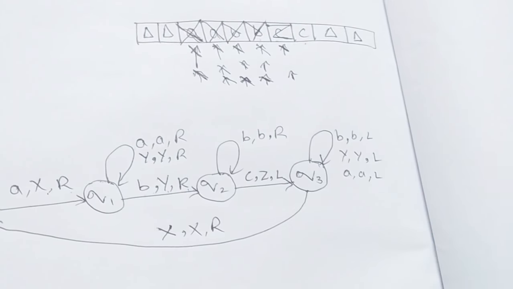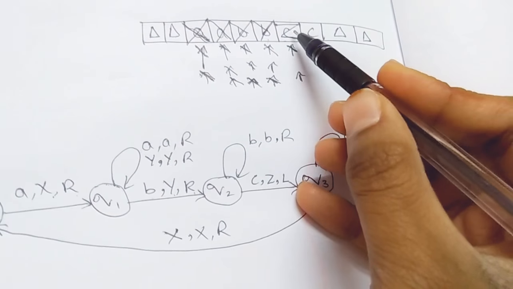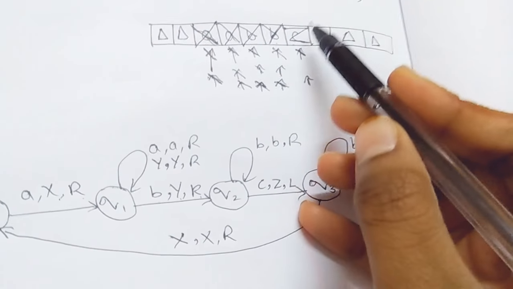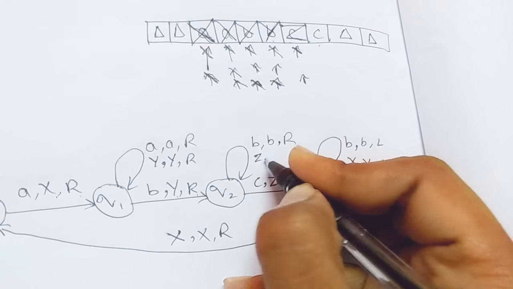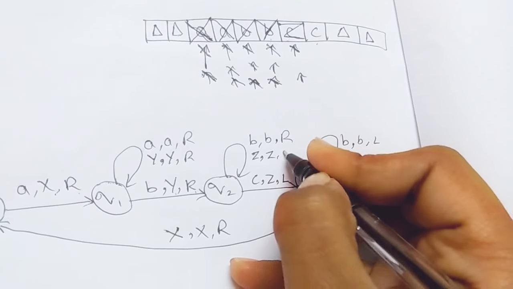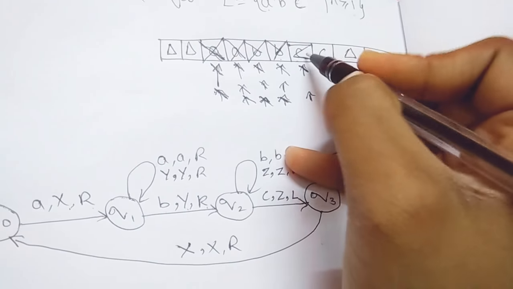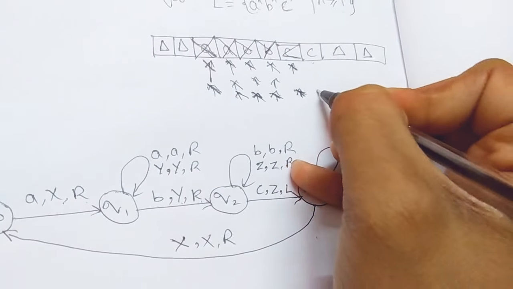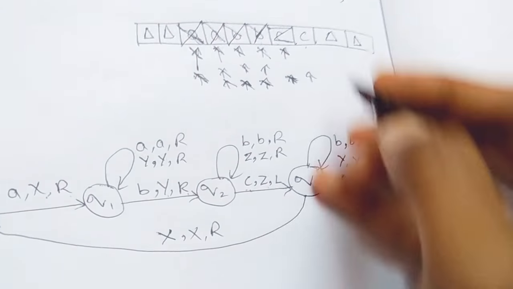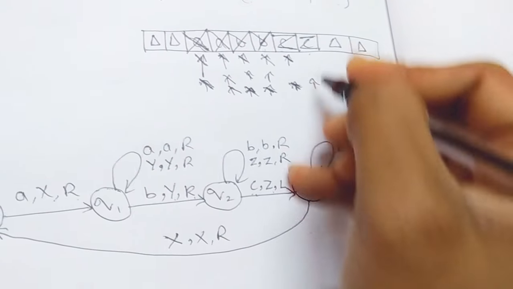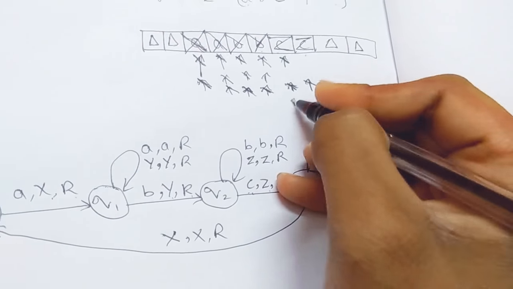And again, it's saying z here. Z is already processed c, so I write here z should be replaced with z and the header should move to right. So z will be replaced with z itself and the header will move to right. And now it's saying c here, c is replaced with z and move to left, so c will be replaced with z and the header will move to left, that is z.